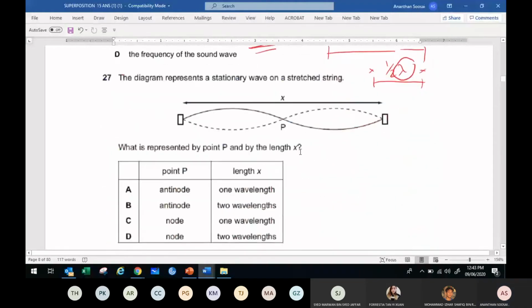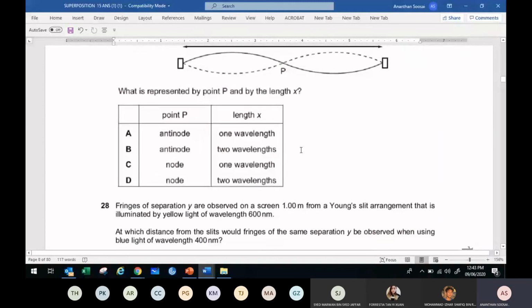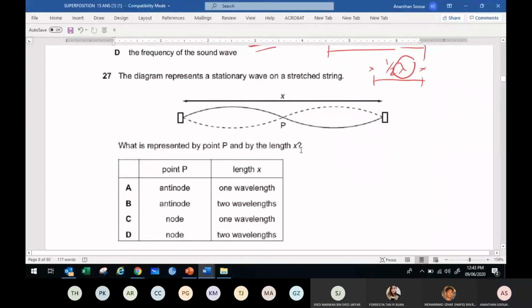Okay, next. Yeah, question 27, the same page, the following question. The diagram represents a stationary wave. Okay, I got the answers, C. What is represented at point P? P is a node, of course. And what is the distance of X? It's one wavelength. It's a straightforward question, not that challenging.